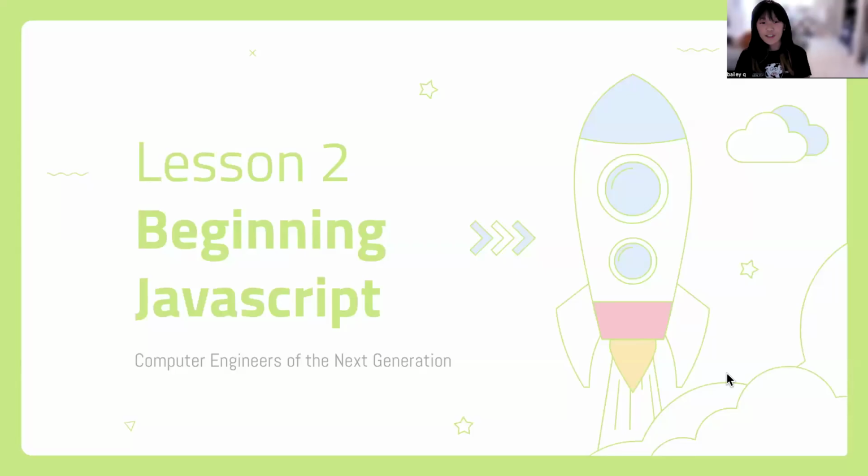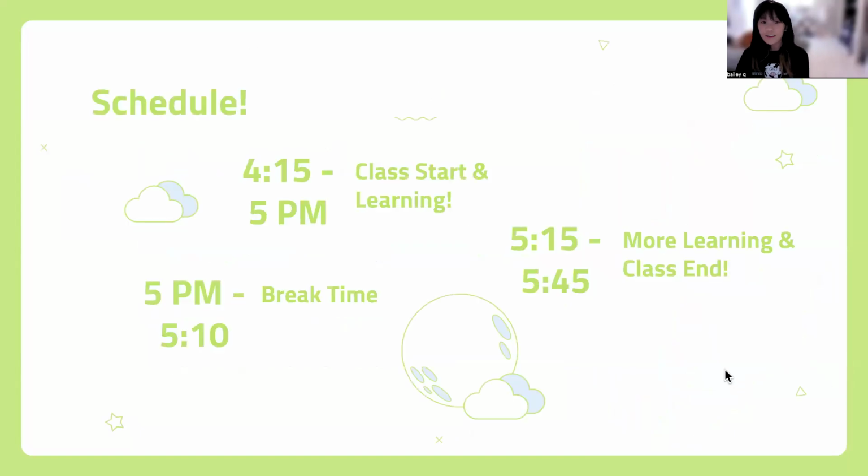Today we'll be going over lesson 2 of beginning JavaScript. Alright, and here's the schedule just as a reminder. Once you get back to class, 4:15 is when you start joining in, 5 o'clock to 5:10 is our break. We have icebreakers in the main room. Then 5:15 to 5:45 is when we finish our class. Then we'll join back the next week for lesson 3.